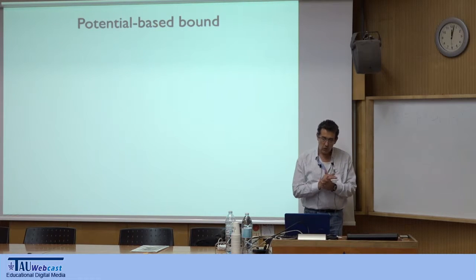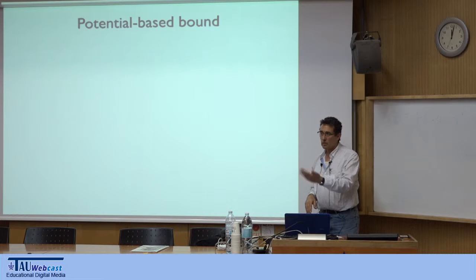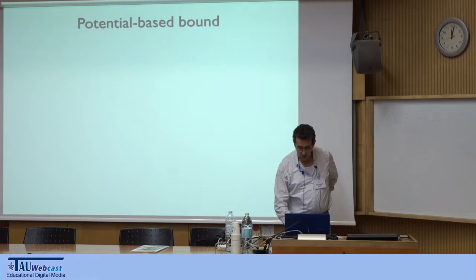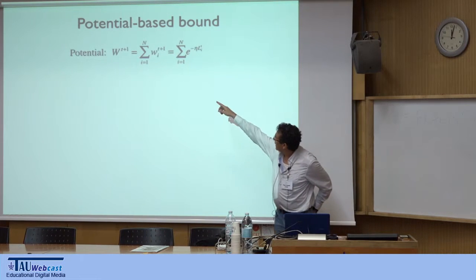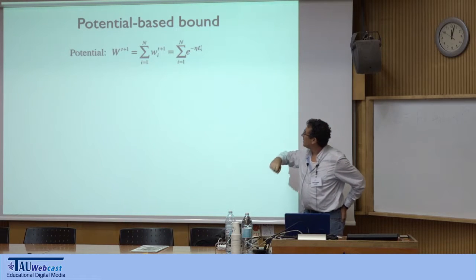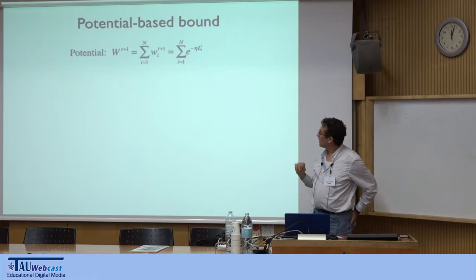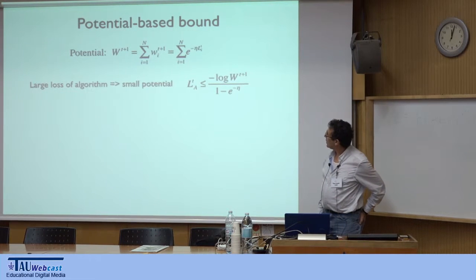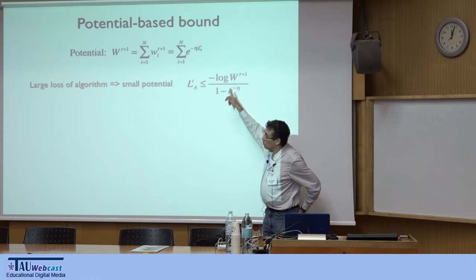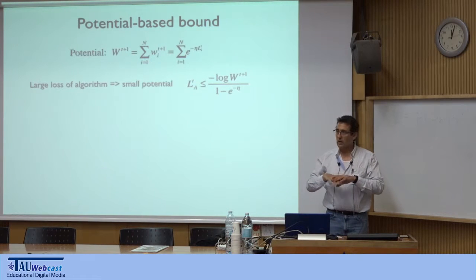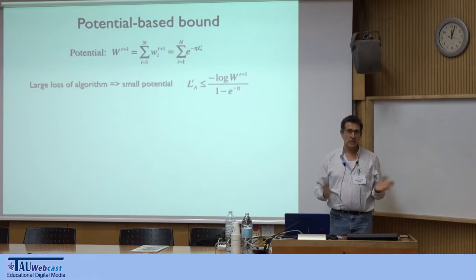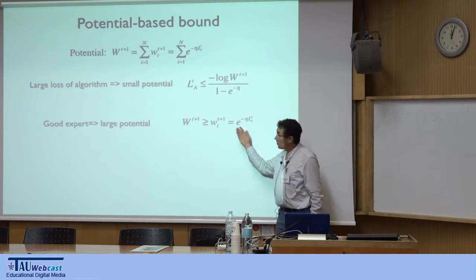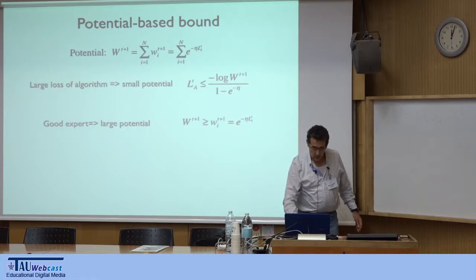And the way that you analyze it is based on potential. Now, potential will play a big role in the rest of the talk, so let me explain how we argue that the algorithm performs well using potential. So we say that potential at time t plus 1 is simply the total weight at time t plus 1, the unnormalized weights. That's the definition of the potential. And what we can show is that if the algorithm has large loss, then the total weight at the end must be small. If the algorithm made a lot of mistakes, then the total weight at the end has to be small. That's just algebra to show. And on the other hand, if there is a good expert, the weight cannot be too small. And putting these together, you get the bound.